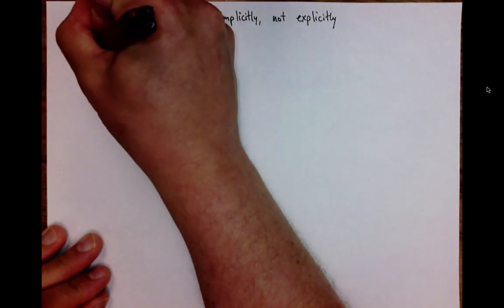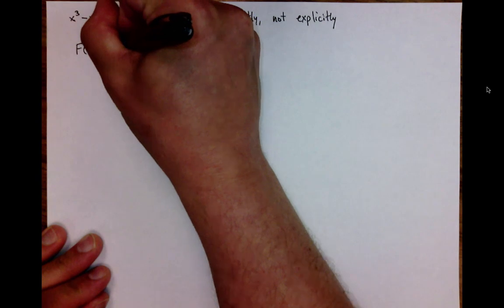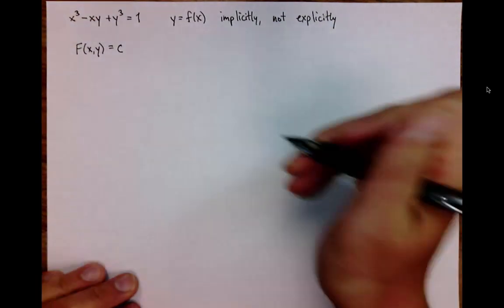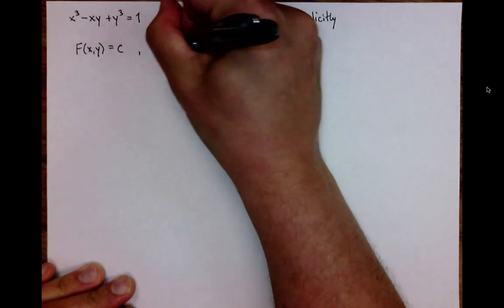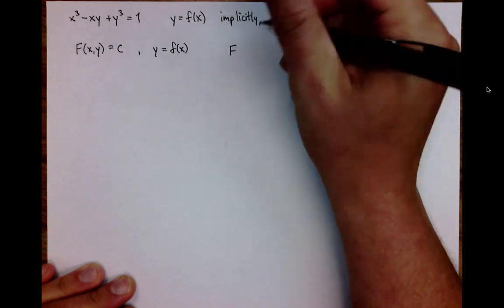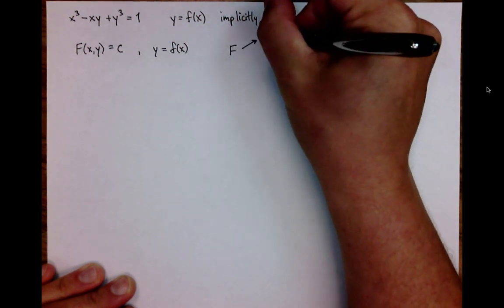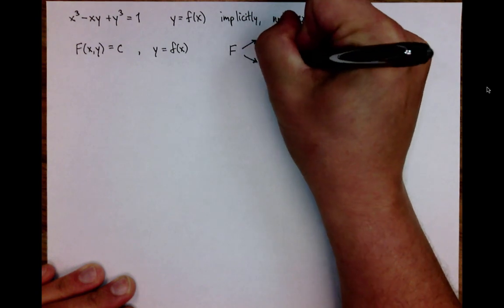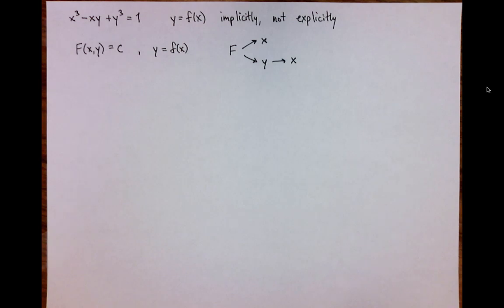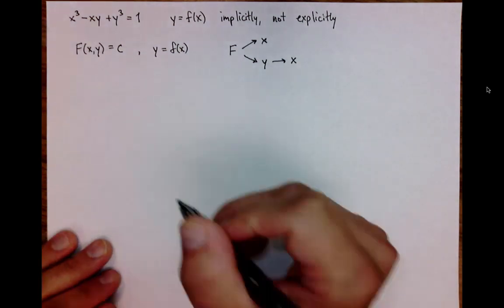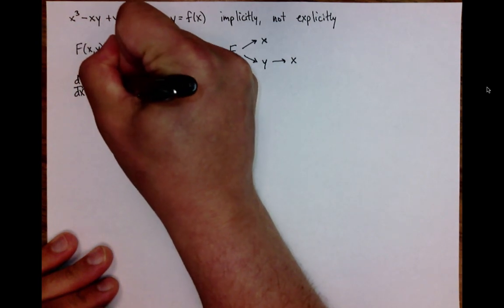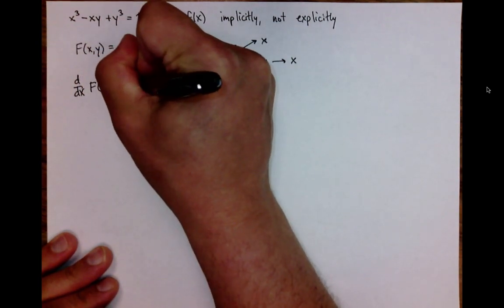So let's generalize the problem to that of finding f of x, y equals c. All right. So if we assume that y is also a function of x, then we have a chain rule situation. F depends on x and on y, and y depends on x. So we can differentiate both sides of our original equation.